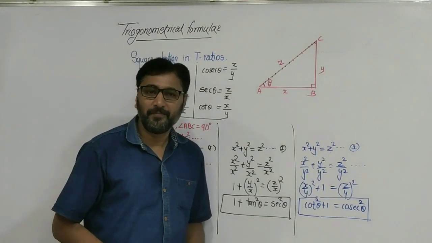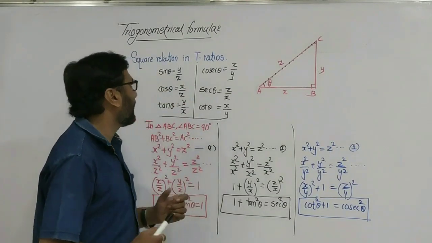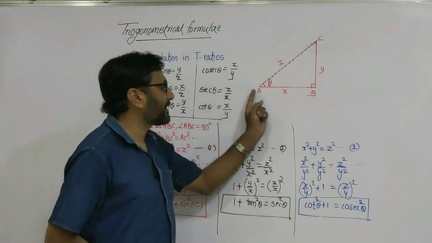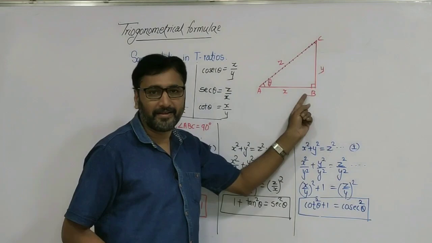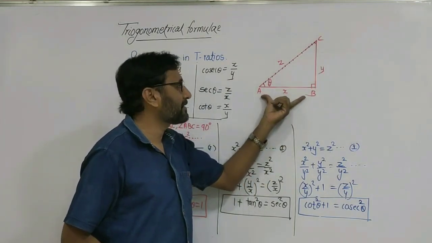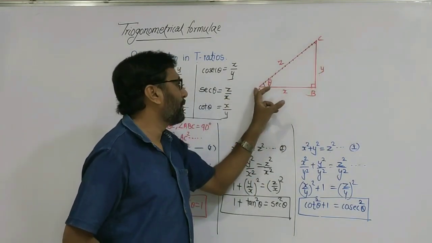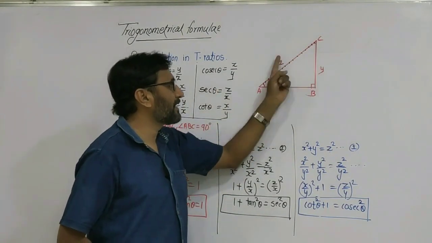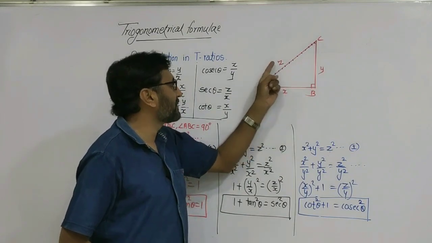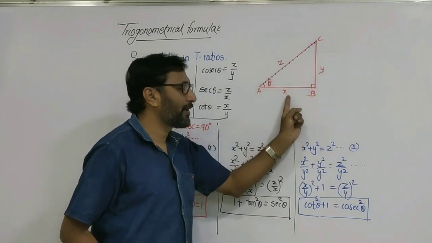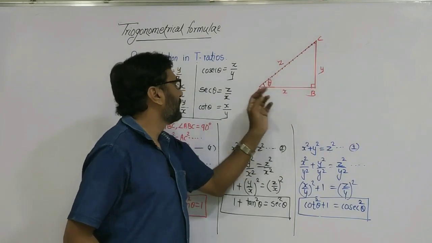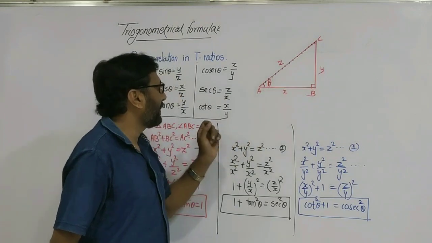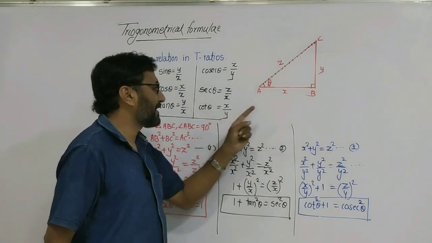Now the last 3 important identities, that is the square relation in trigonometric ratios. See, if you consider triangle ABC, which is a right angle triangle, suppose length of AB is x, length of BC is y, and hypotenuse AC is z. You know, sin theta is equal to y upon z, cos theta is equal to x upon z, tan theta is equal to y upon x, cosec theta is equal to z upon y, sec theta is equal to z upon x, and cot theta is equal to x upon y.